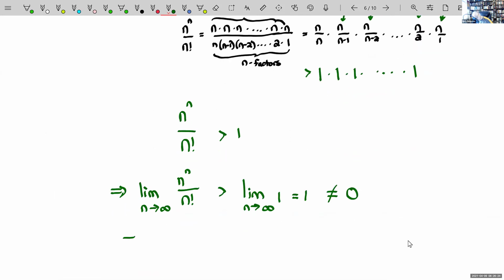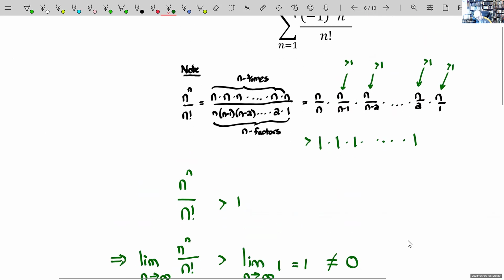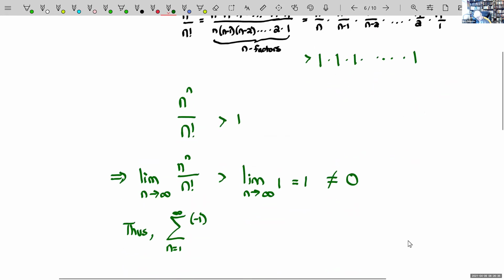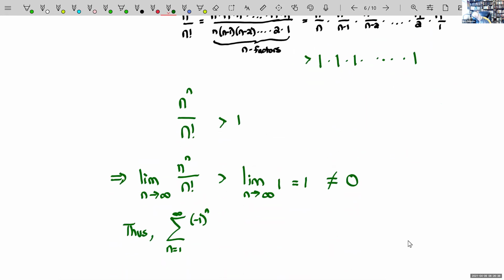So thus, the series, even though it's alternating, that alternation doesn't matter if the series itself does not tend to 0. The series of negative 1 to the nth, n to the nth over n factorial, diverges by the divergence test. So I snuck 2 divergence test examples in here because I just think that always looking out for that is incredibly important. And it's super easy. If I can use the divergence test, I will, hands down.